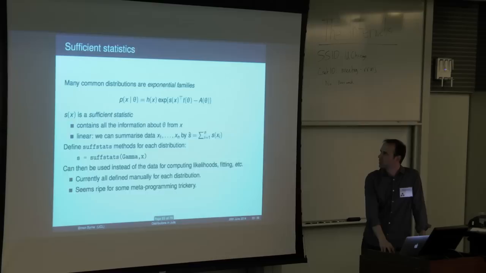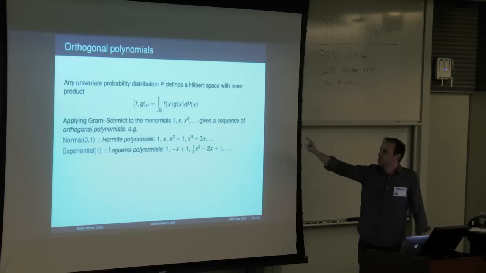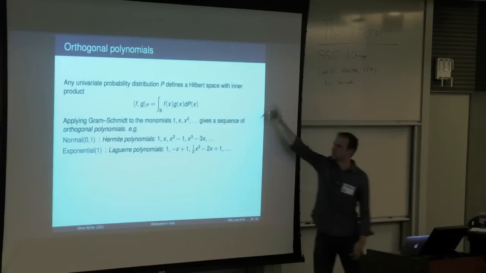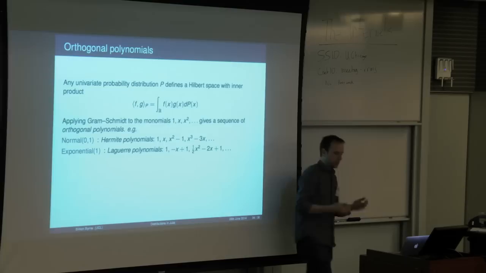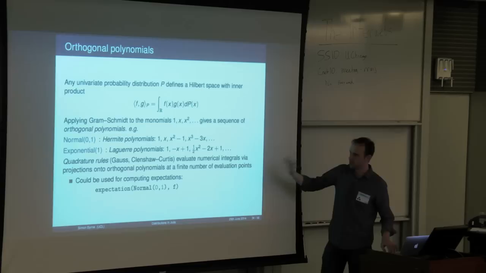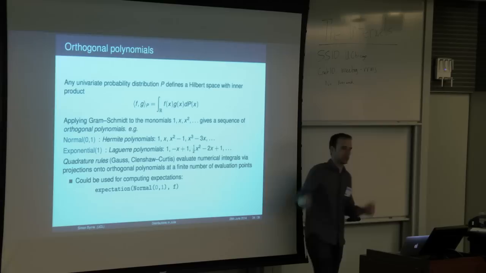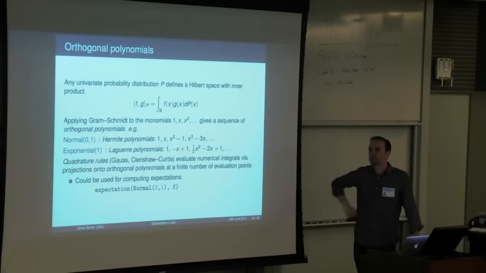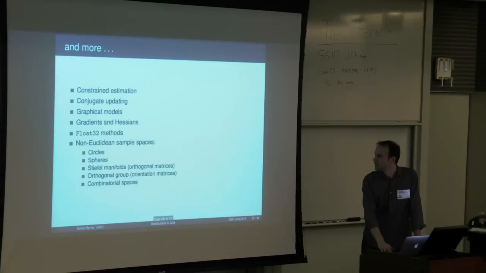So a few other things, I'll leave that for the time being. One thing I've been thinking about is working out a Hilbert space on there. Distributions define a Hilbert space, with an inner product of functions. So what you can do is construct orthogonal polynomials, and these give you a basis of a function space. Using that, we can compute quadrature rules, which can evaluate numerical integrals by evaluating a function at a number of points. So we could work that somehow into computing expectations. I'll leave that for your own thoughts. And lots more, all that stuff.